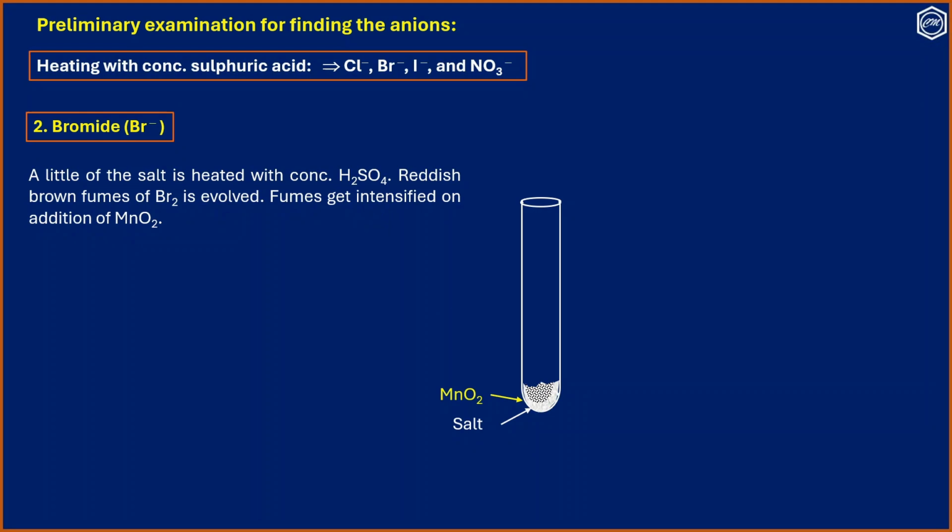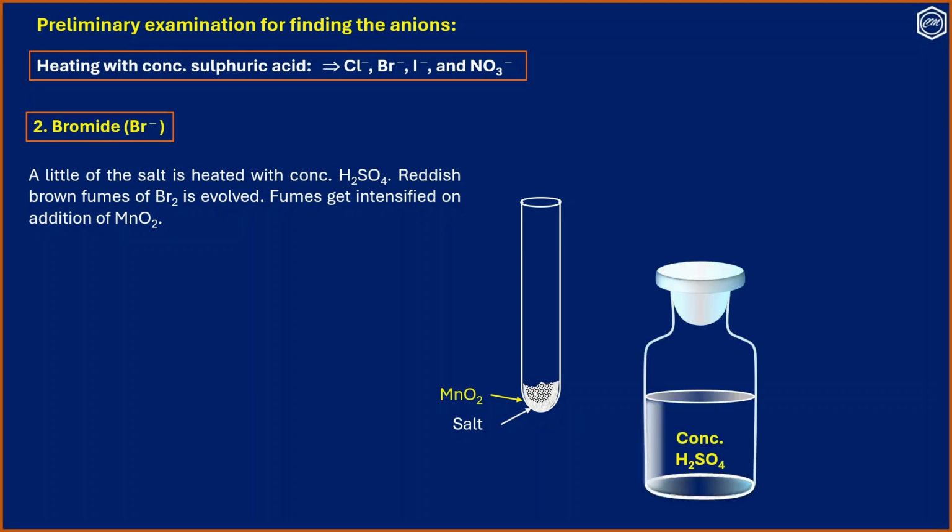So we take the solid salt and add some manganese dioxide. To that we are adding concentrated sulfuric acid drop by drop. And now we heat the solution. And red fumes are coming out. Thick red fumes are coming out and the solution turns red.